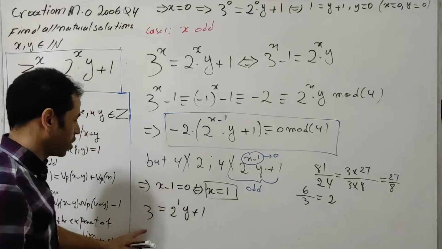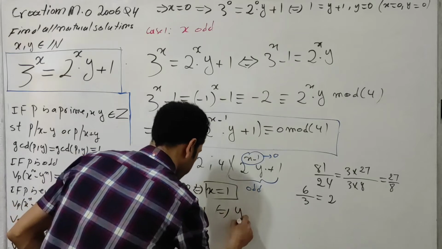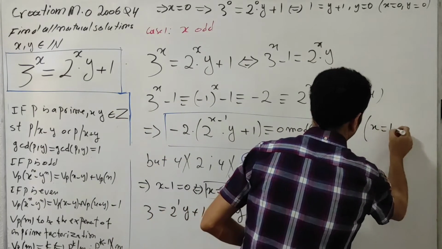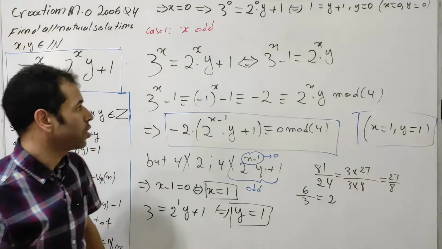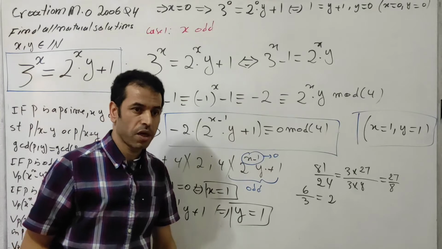By taking number 1 to the left-hand side of this equation and dividing both sides by 2, I get y equals 1. Okay, solution: x equals 1 and y equals 1. Now let's move on to the next case to discuss when we have x as an even number.